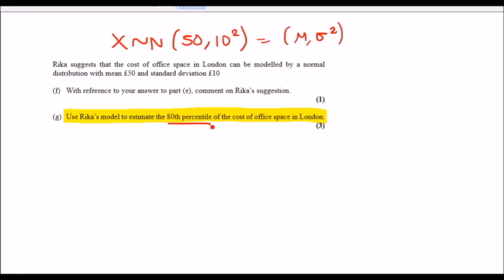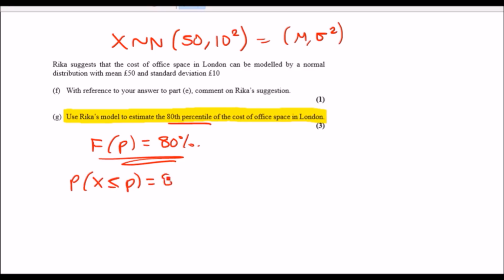So what this actually means, the 80th percentile, is that all the data up to a certain value is 80%. In terms of normal distribution, this is the function at some 80th percentile, and it must equal 80%. That's how we begin it. This is actually a cumulative frequency and can also be written as the probability of x less than or equal to p, which equals 80%. The key idea here is to simply look at the table for the 80% value and then match it with the inside of this.